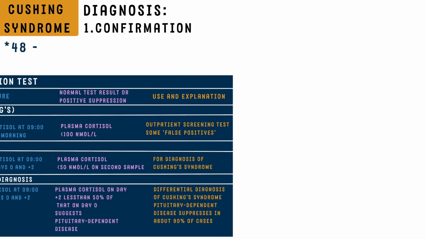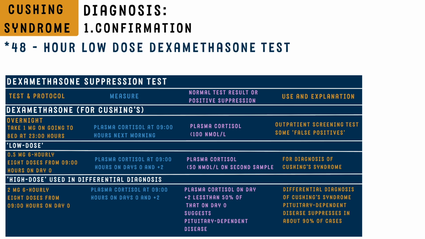Investigations to confirm the diagnosis include the 48-hour low-dose dexamethasone test. A normal individual suppresses plasma cortisol to less than 50 nanomoles per liter. People with Cushing syndrome fail to show complete suppression of plasma cortisol levels, although levels may fall substantially in a few cases. This test is highly sensitive, more than 97%. The overnight dexamethasone test is slightly simpler but has a higher false positive rate.